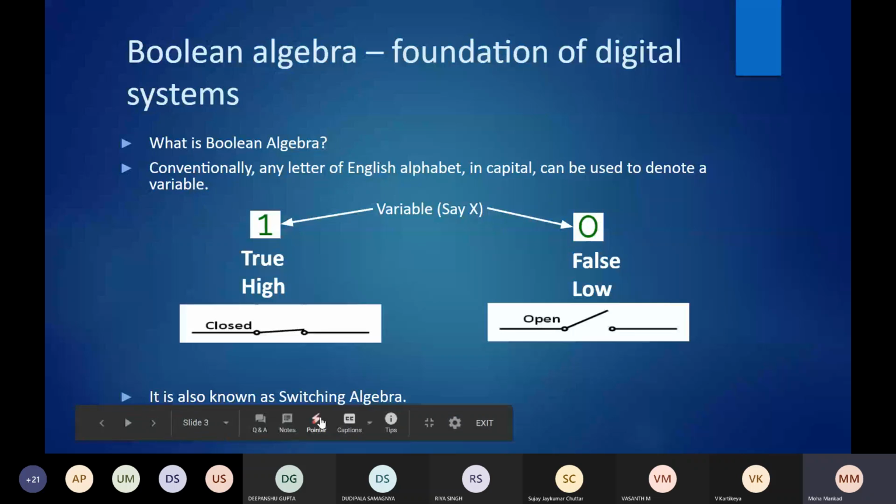Any variable can take two values, like true, false, high, low. But generally, mathematically, we use the values 1 and 0 to denote a variable. Electronically speaking, 1 and 0 mean current is flowing and current is not flowing, so a switch is closed or a switch is open. Because of this, Boolean algebra is also known as switching algebra, because the switch also denotes two states, open and close.